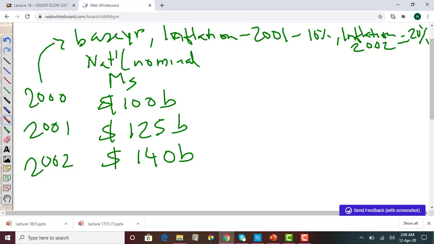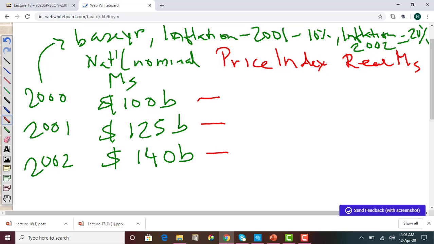Okay, now let's say the other columns in the table are price index and real money supply. Given the information that I wrote in green, you need to calculate the price index for each year, and you need to calculate the real money supply in each year. Now it's very easy to calculate. Again, it's very similar to what we did in regards to GDP or income.